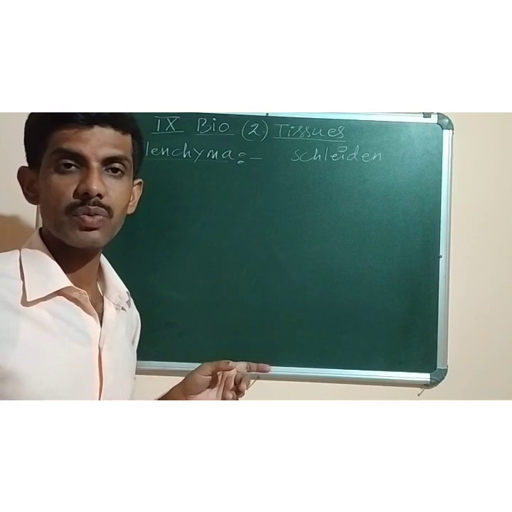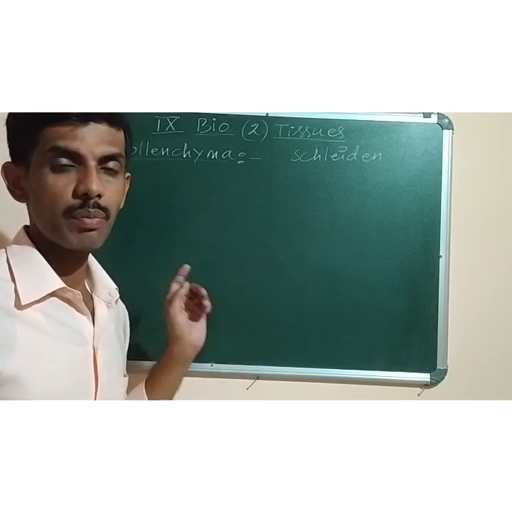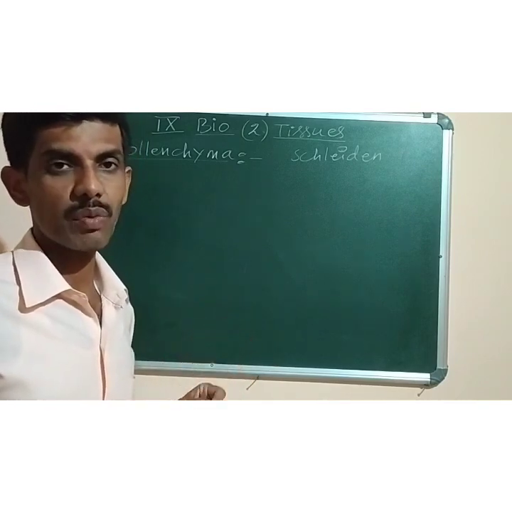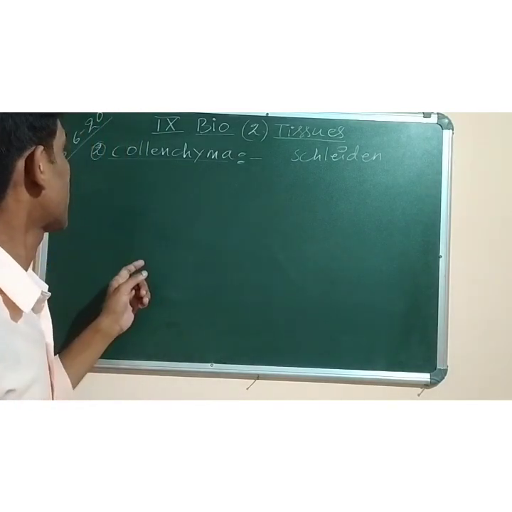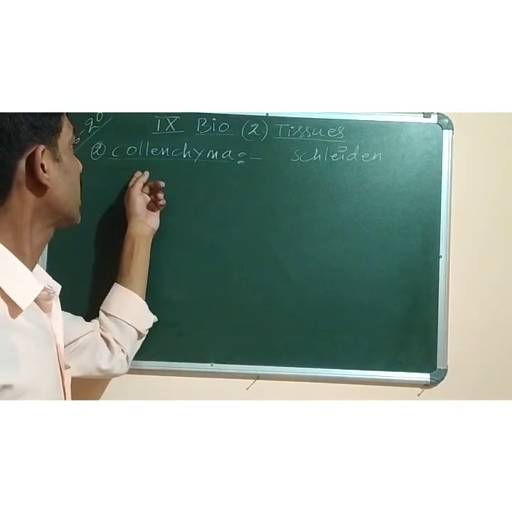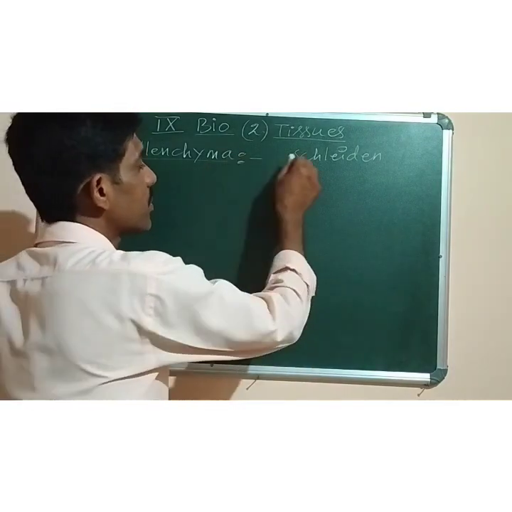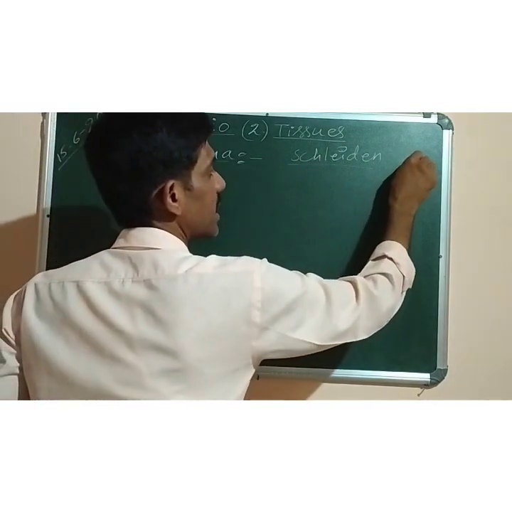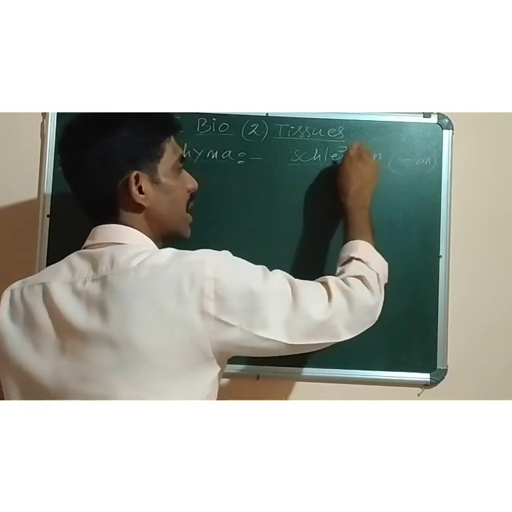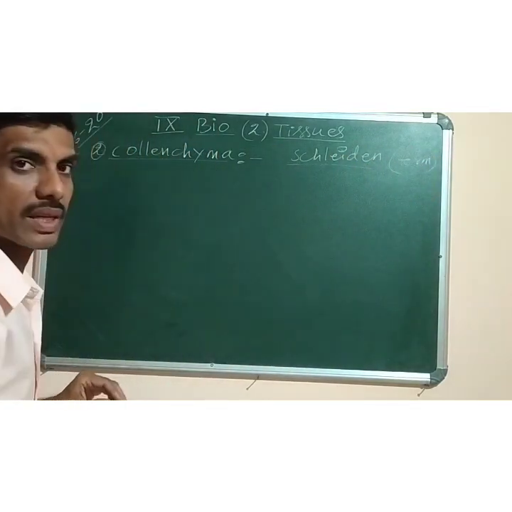In our previous class we had already started the simple plant tissue, and the first one was parenchyma. Already we had talked about parenchyma. Now today the second one, that is collenchyma. It is also a simple plant tissue, and the term collenchyma was given by Schleiden. Term means the word was given by Schleiden, the name of the scientist.